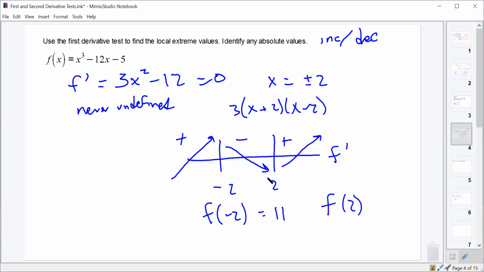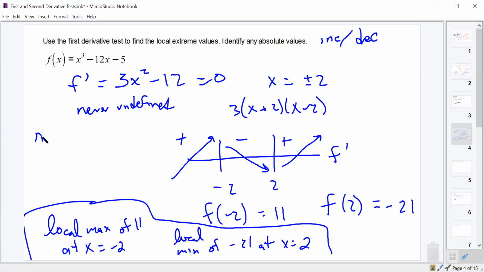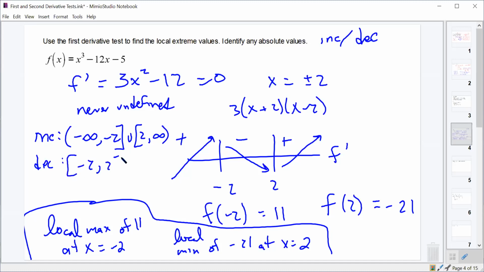And what's f of 2, where we do have a local minimum? -21, yep. So we have a local max of 11 at x equals -2, and we have a local min of -21 at x equals 2. And we could also say that our function is increasing from -infinity to -2 and from 2 to infinity, and decreasing from -2 to 2. Good with that?